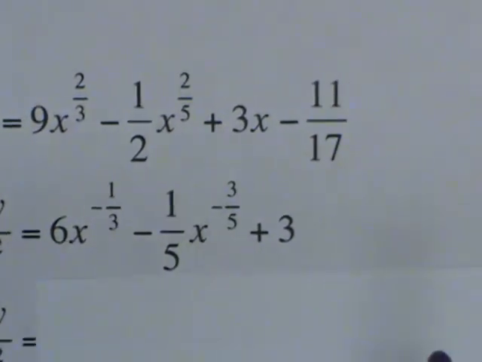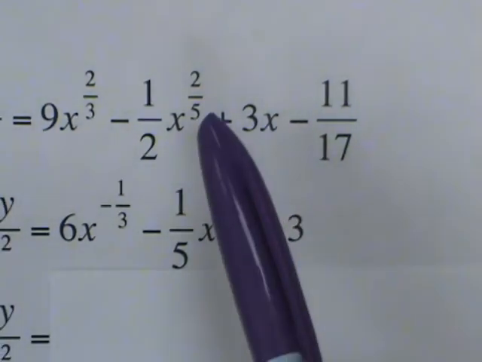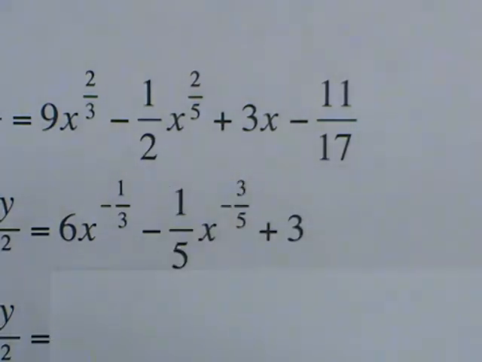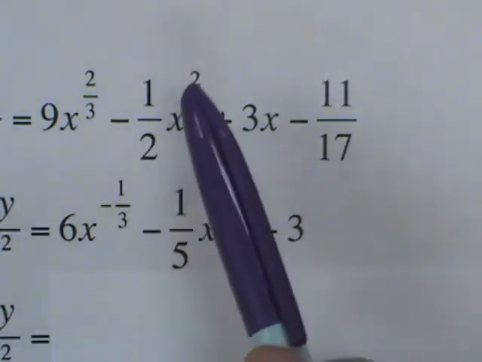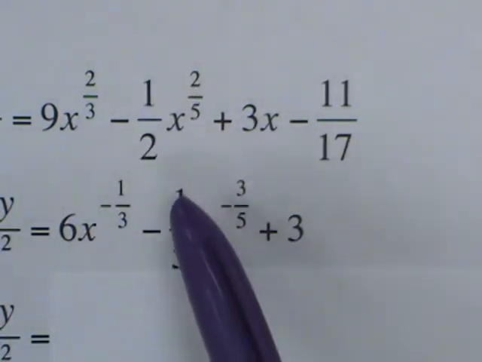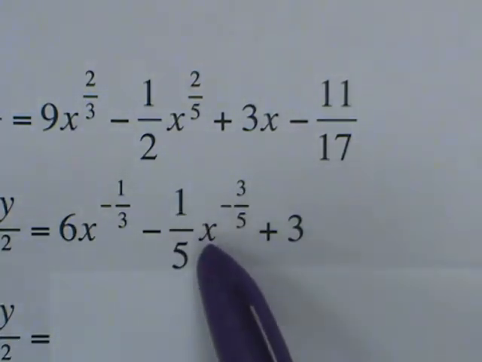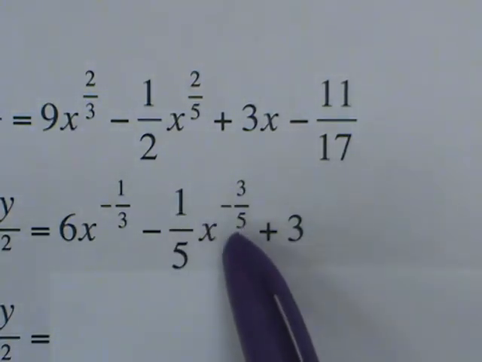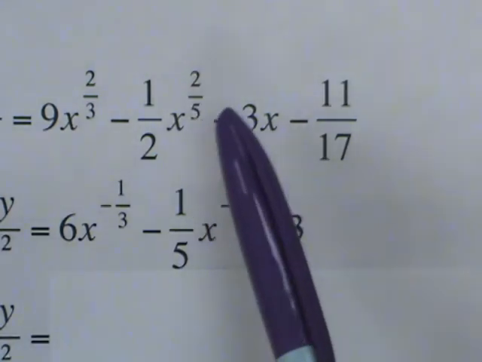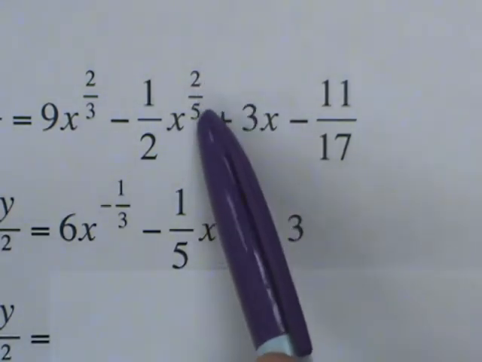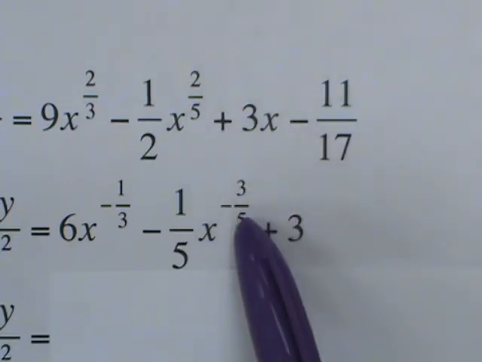In a similar way, as I go to the second term, 2/5 times negative 1/2, the 2's would cancel out, and that would leave me with a negative 1/5. X to the negative 3/5. The negative 3/5 comes from me going 2/5 minus 1. 2/5 minus 1 is negative 3/5.